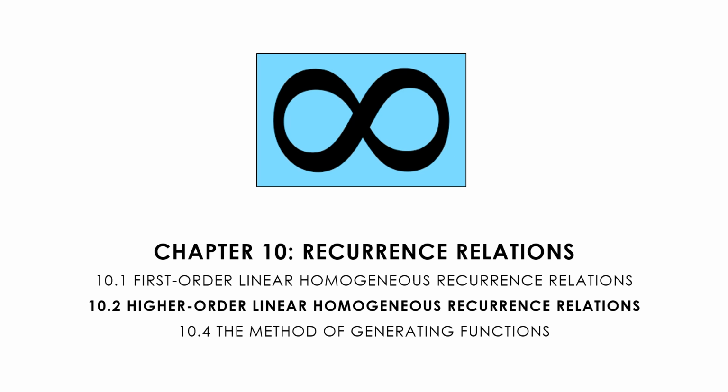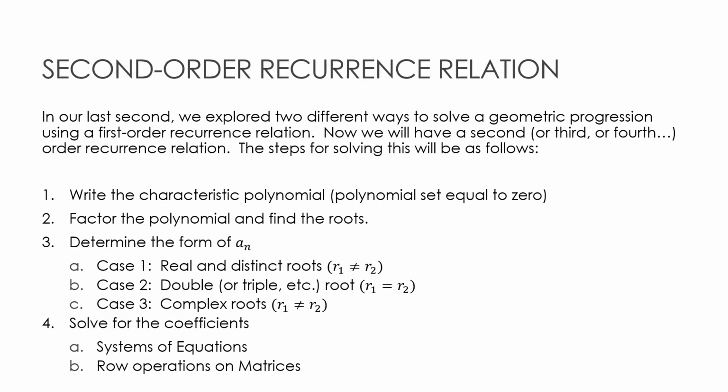Now that we know how to solve a first-order recurrence relation, let's take a look at some higher-order homogeneous recurrence relations. This will obviously be a bit more complicated than what we just finished doing because now we have a second-order or third-order recurrence relation where we're dealing with more than just one previous value. We have 2 or 3 or 4 previous values, etc.